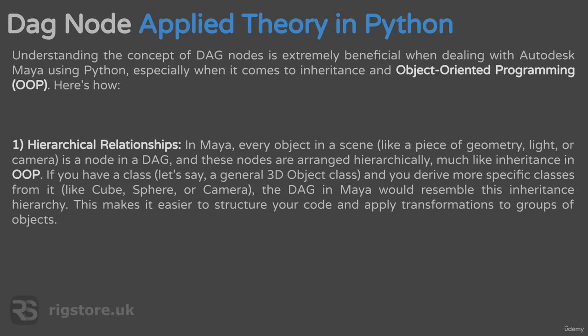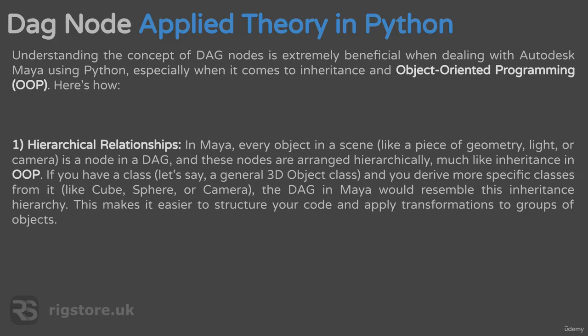Understanding the concept of DAG nodes is extremely beneficial when dealing with Autodesk Maya using Python, especially when it comes to inheritance and object-oriented programming, or OOP for short. Here's how. Number one, hierarchical relationships. In Maya, every object in a scene, like a piece of geometry, a light, or a camera, is a node in a DAG. And these nodes are arranged hierarchically, much like inheritance in OOP.